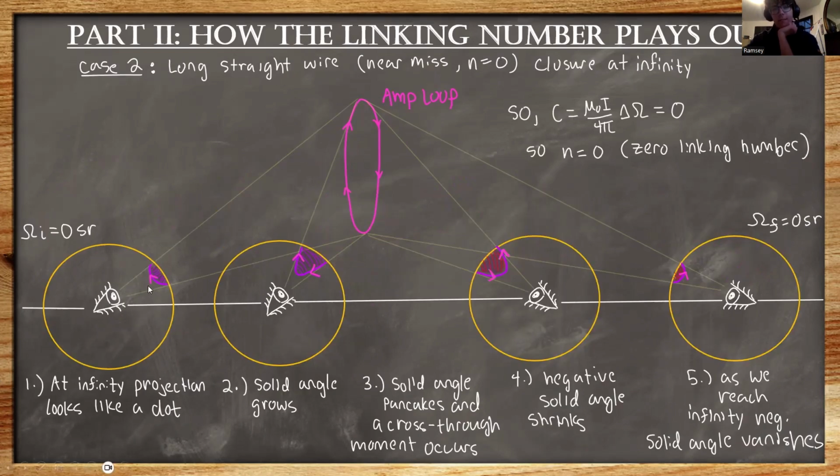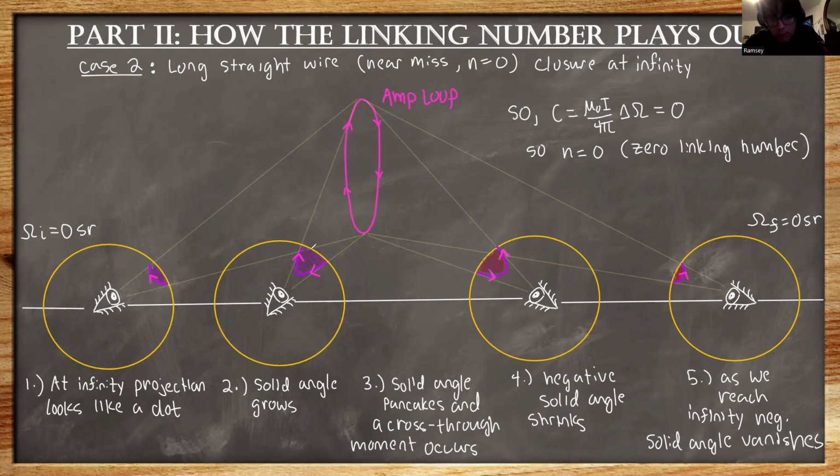So now case 2, we've got a long straight wire with a near miss. We would expect the linking number to be 0 because the wire and the loop are not connected in a way that we can't pull them apart. Once again, closure at infinity. We imagine we start off at infinity on the left. Once again, the amp loop is a point projection, so we start gaining solid angle as we get closer to it. Solid angle would be growing here, right?